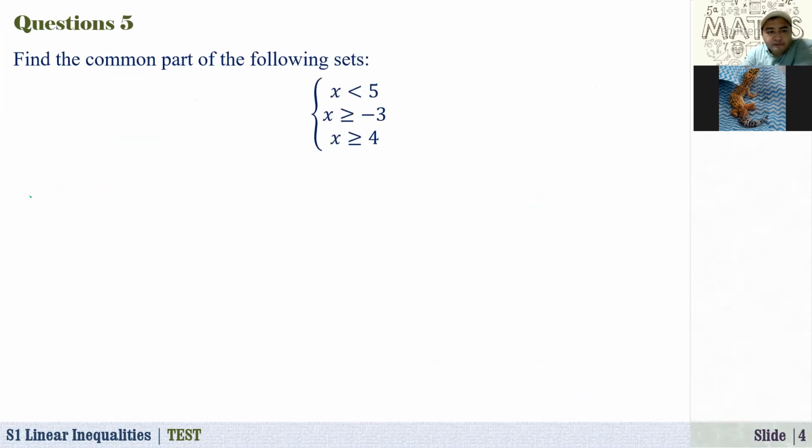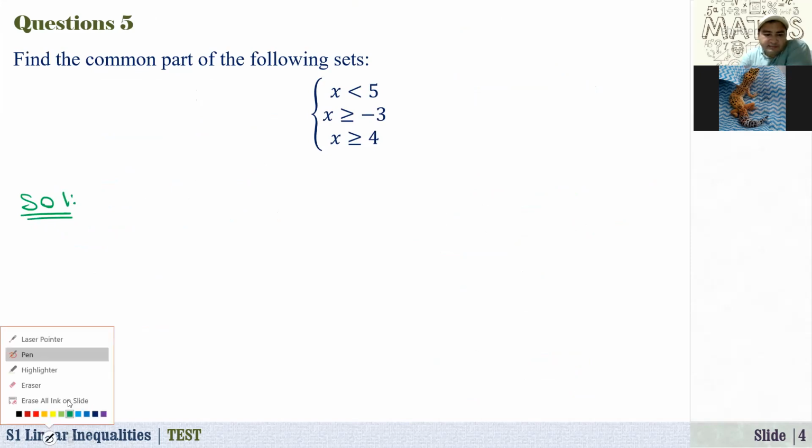Question 5. Find the common part of the following sets. Each one actually represents a set. We need to find the common part, right? Usually to find the common part, if you just draw a number line, you can see it much easier, much clearer, right?